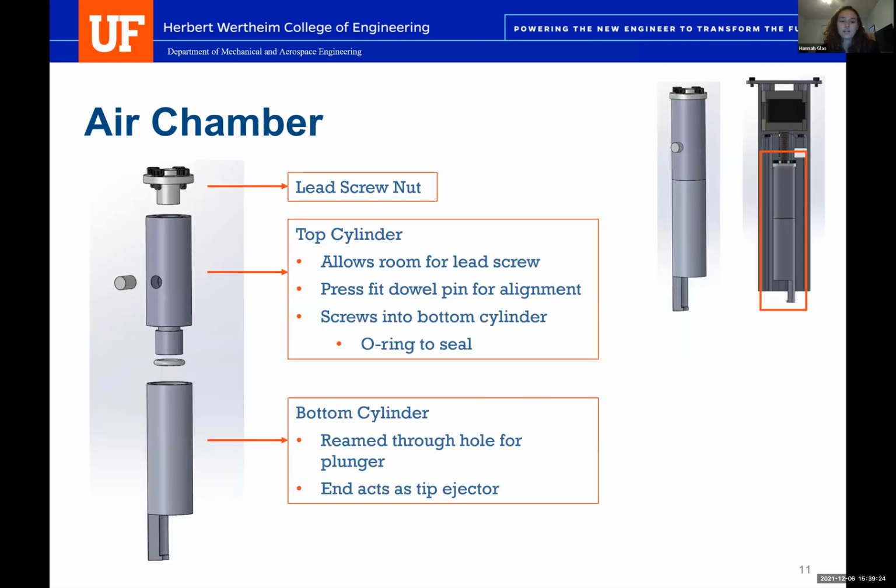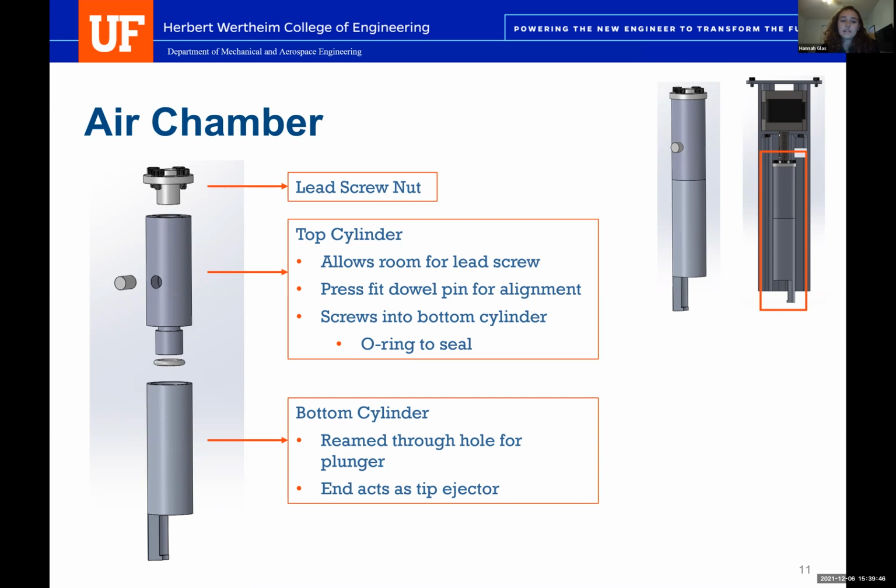So for our air chamber, it's split into 3 components. We have the lead screw nut, which is what attaches to our motor and lead screw. And then we have our top cylinder. The top cylinder has a hole in it, which allows the lead screw to go up and down in. And we also added a press fit dowel pin for alignment.